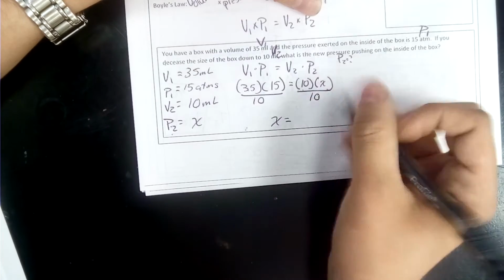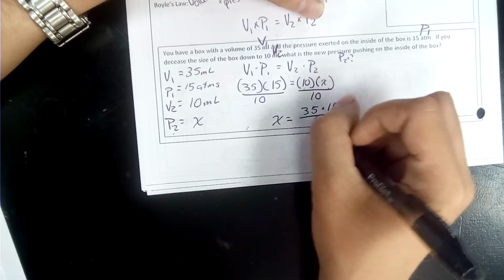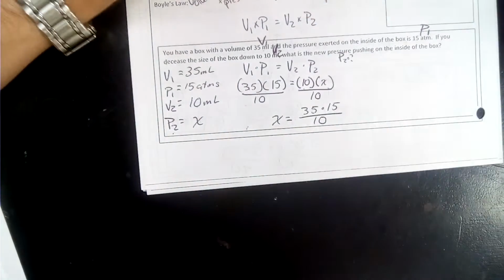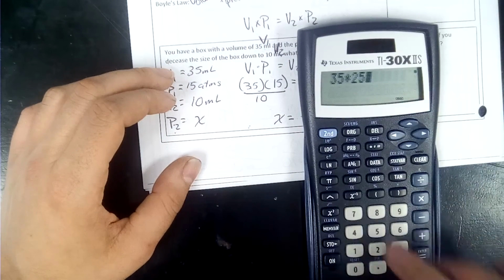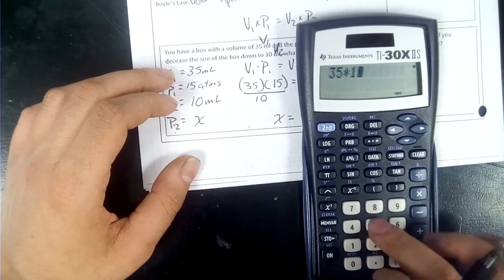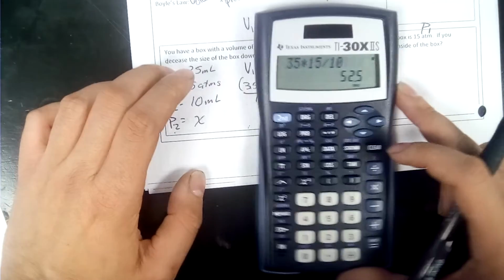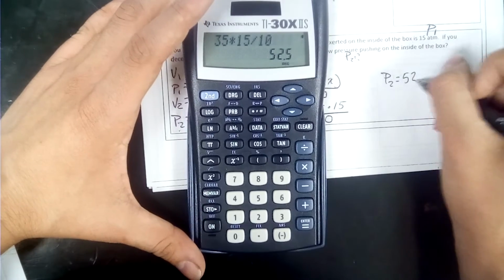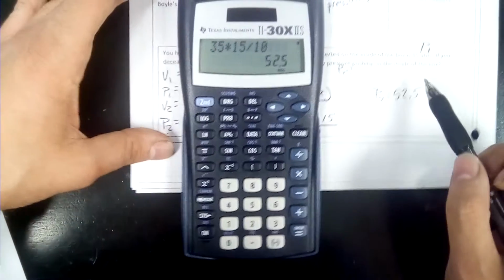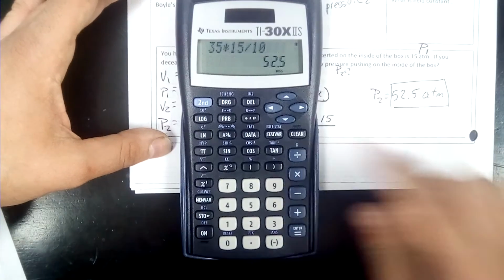So X equals, and I'm just going to flip it around so it's a little bit easier to read, 35 times by 15 all over 10. So when we plug that into our calculator, 35 times by 15 divided by 10, we get 52.5. So our new pressure, so P2 is 52.5. And then when you look at your unit for pressure, we're in atmospheres. So it needs to stay in atmospheres.